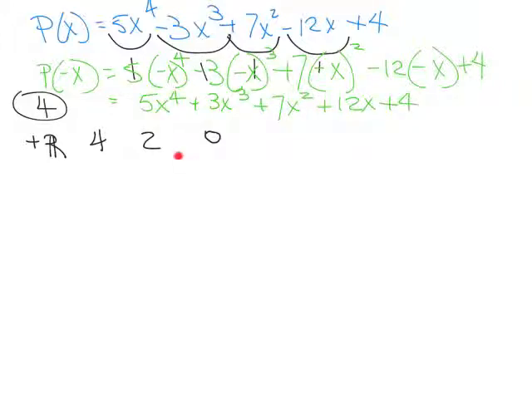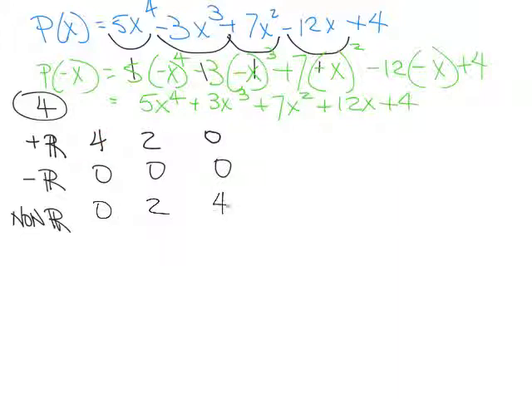Okay, let's see how many changes we have. Positive to positive, positive to positive, positive to positive, positive to positive. We have no changes in sign at all through this whole thing. So as far as negative real number solutions, our options are 0, 0, and 0. We don't have any. They don't exist. So let's look at non-real. Well, we have a 4 up here, so that means the sum has to add up to 4. So this is going to be 0, this is going to be 2, and this is going to be 4.